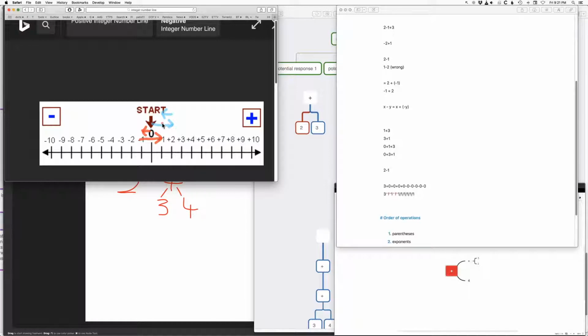Is it possible to not start at 0? What would that look like? Could you even imagine it if you started at 5 or something?